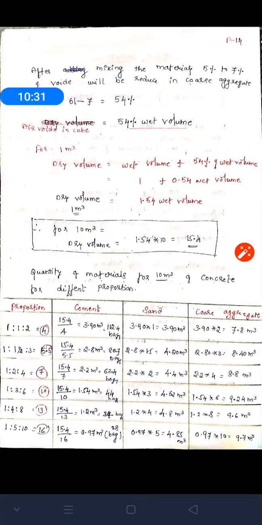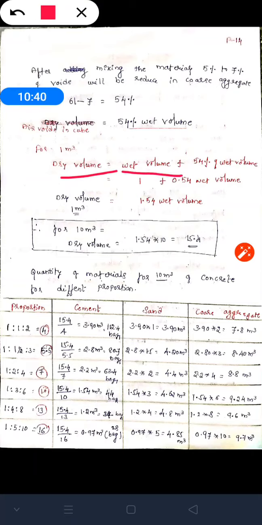Therefore for 1 meter cube, you can see the dry volume equals wet volume plus 54% of the wet volume here. So wet volume equals 1, because it is 1 meter cube, plus 54%, that means 0.54 of the wet volume.